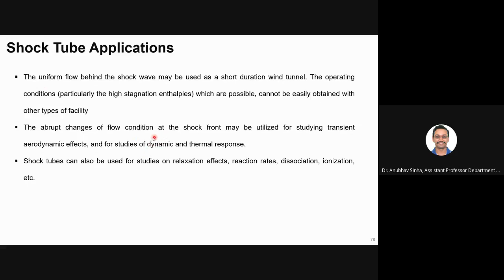Okay, now we can also use it for transient conditions. We can look into dynamic and thermal response. Why? Because there are abrupt changes. So you can mimic a practical case where you see abrupt changes, and based on that you can do your study. And you can also study kinetics and chemical kinetics, dissociation.